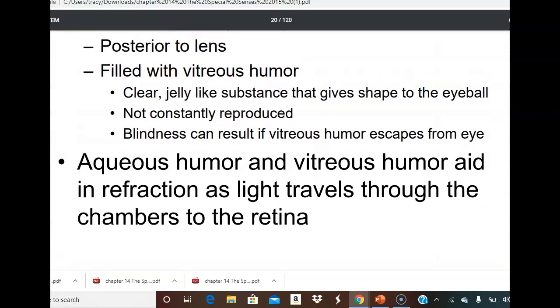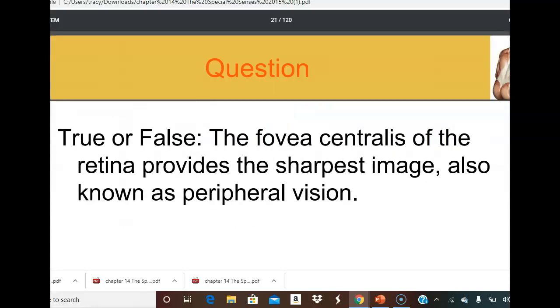Both of those fluids, okay, humor actually refers to fluid. The aqueous means watery, vitreous means gel-like, but both of them aid in refraction of light. Refraction is basically just bending, okay? But you have to bend it accordingly in order for light to travel through the pupil and focus in on the retina. If something disrupts that refraction, then it can lead to blindness or difficulty seeing, okay?